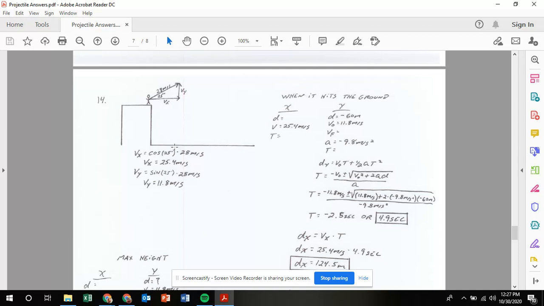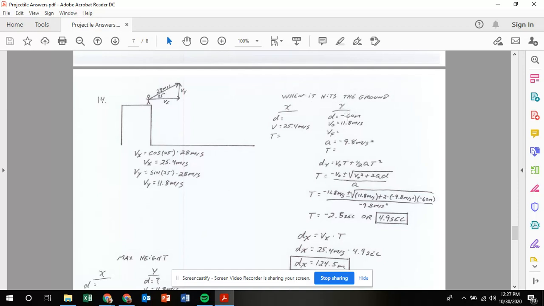First thing that we should do, though, is solve for the velocity in the x and the velocity in the y at the beginning of the problem. Velocity in the x is the adjacent side, so I'm going to use cosine of 25 degrees times the hypotenuse 28 to get a velocity of 25.4, and you can see I wrote that here in the x column. In the y column, the y velocity is the opposite side, so I'm going to use sine of 25 times the hypotenuse 28 to get an initial velocity in the y direction of 11.8, and you can see that here in my y column.